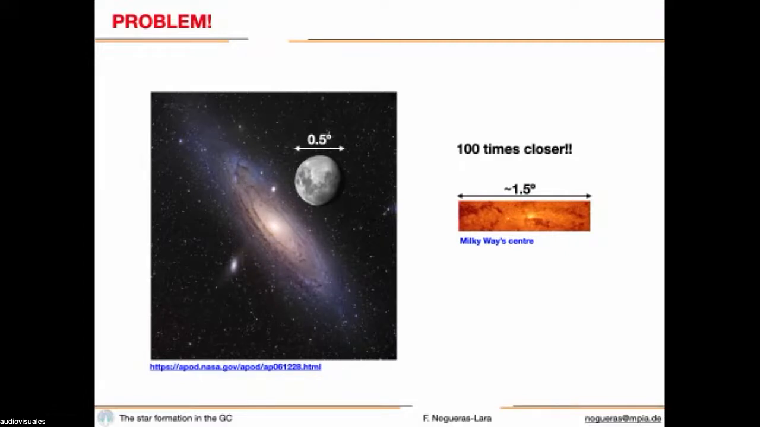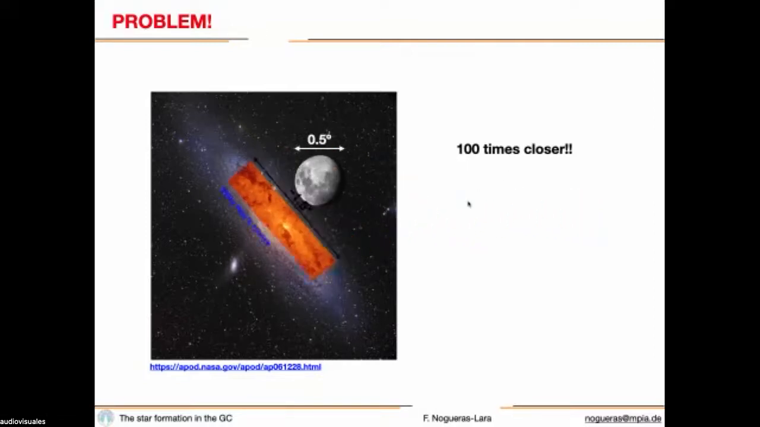Even if we go to Andromeda, as you can see here, this is a comparison between Andromeda and the moon. You can see how the center of Andromeda is this tiny spot here. So it's very complicated to study these kinds of things. But the thing is that we have a solution. We have our Milky Way center, as you can see here, and it's 100 times closer than Andromeda. So it's a unique template in order to know more about how these extreme environments are behaving.